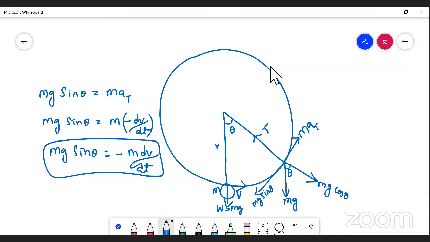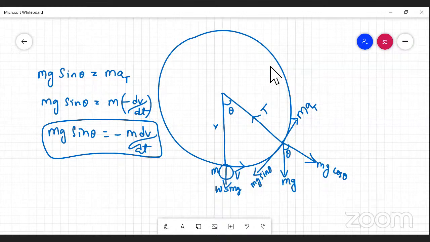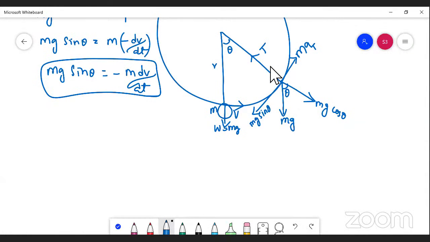Another one is the centripetal force, mv squared by r. The net force acting on the string is equal to the centripetal force. I want to calculate the net force. So T minus mg cos theta. T is acting in the inward direction, and mg cos theta is acting in the opposite direction, that's why it is minus. So T minus mg cos theta is equal to the centripetal force, mv squared divided by r.